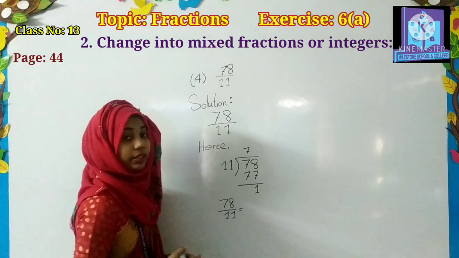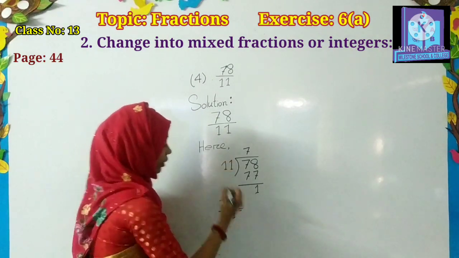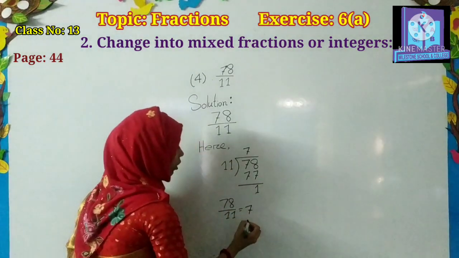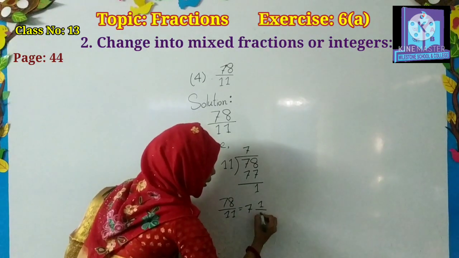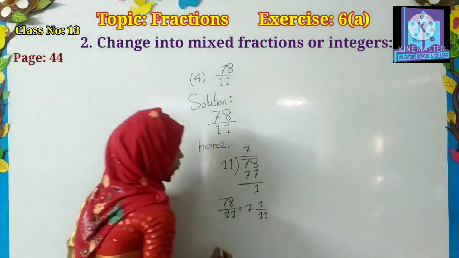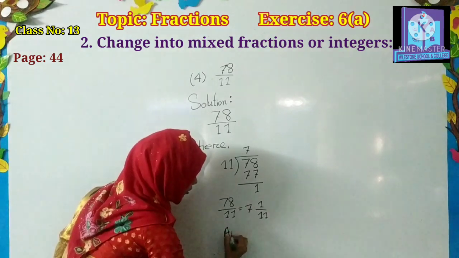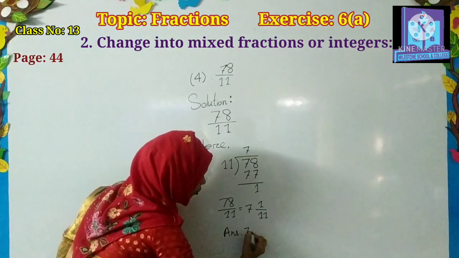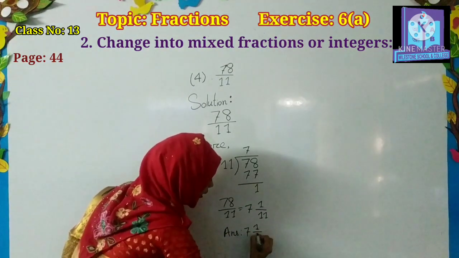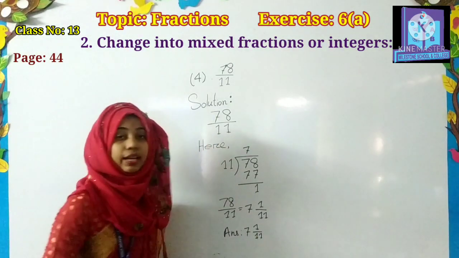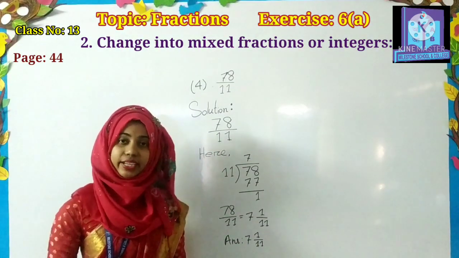Now, we will write down the mixed fraction 7 whole 1 by 11. So, our answer is 7 whole 1 by 11. This is a mixed fraction.